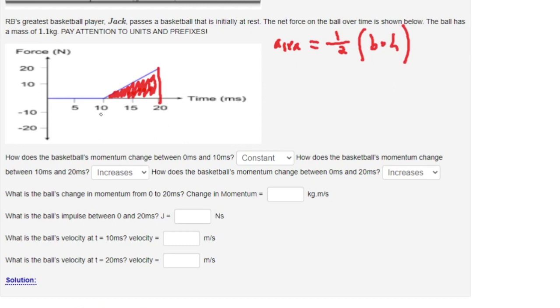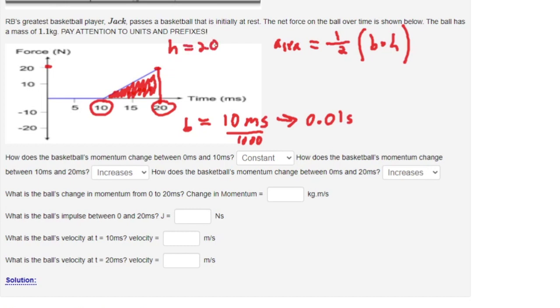So let's figure out what the base is. Well, the base is from 10 to 20. So the base in this case is going to be 20 minus 10, which is really just 10 milliseconds. We're going to have to convert that to seconds, so divide by 1000, and you find out that your base should be 0.01. Now let's take a look at the height. How tall is our triangle? Our triangle is 20 newtons tall.